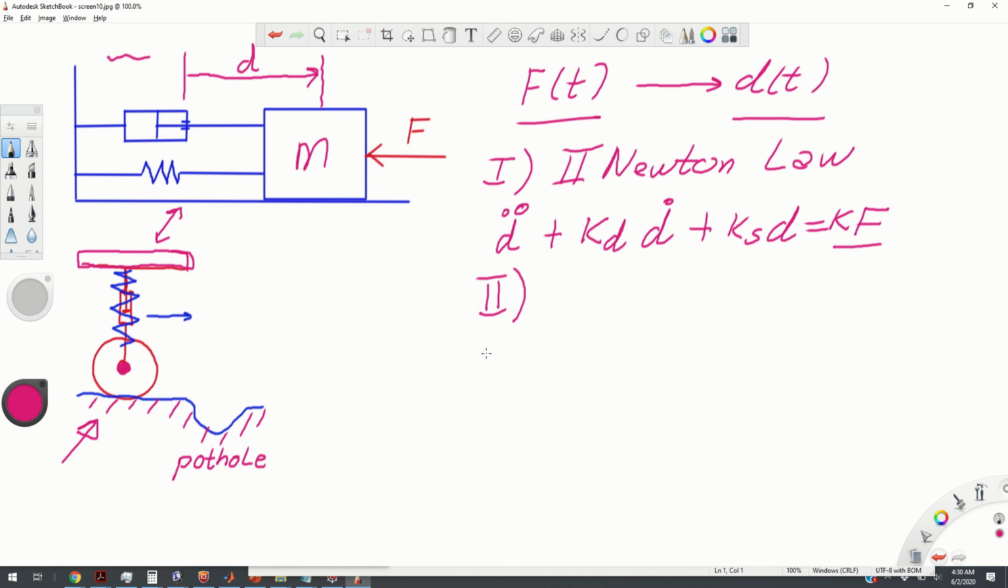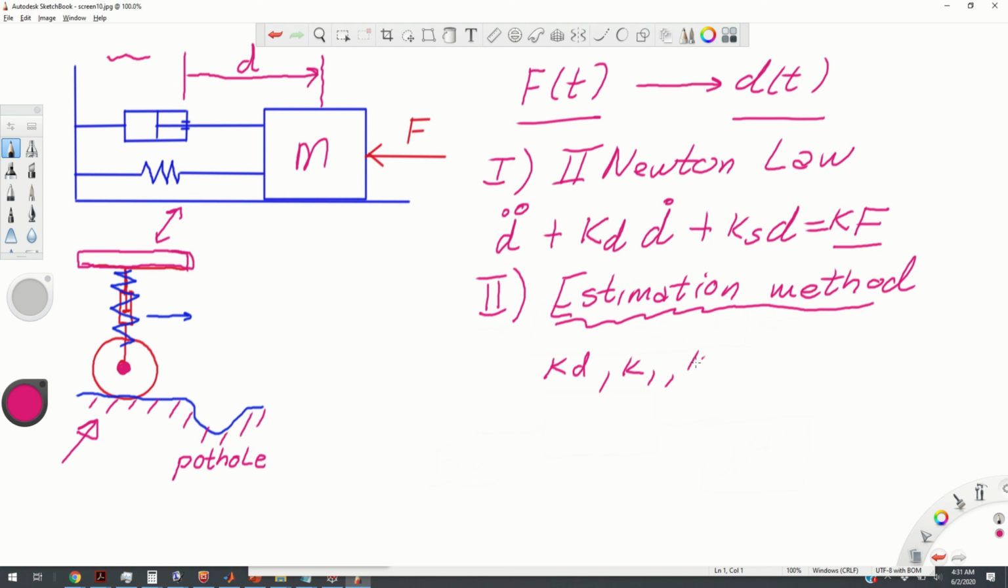To overcome the drawbacks of the second Newton's law approach, or in literature this approach is called the first principle approach, we will use estimation techniques. So we will use estimation methods to find the mathematical model of the system. One of the approaches that engineers usually follow is to estimate the constants Kd, Ks, and K using, for example, a least squares method.